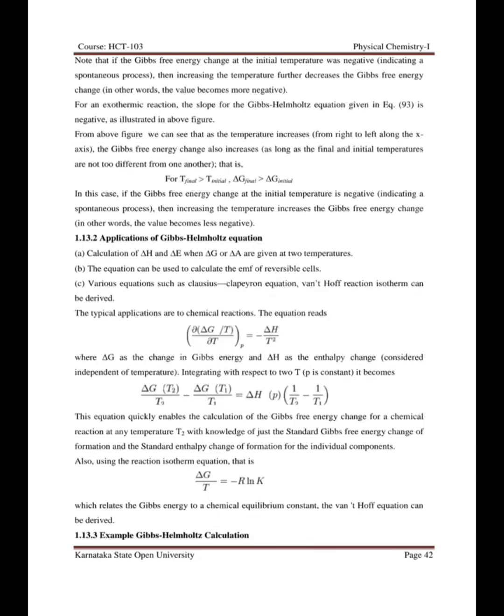And next, the applications of Gibbs free energy. Here you are going to see three applications: calculation of delta H and delta S when delta G is given at two temperatures, where the equation can be used, and calculating the EMF of the reversible cell. So these are the applications of the Gibbs-Helmholtz equation. They are given here, so you go through this.